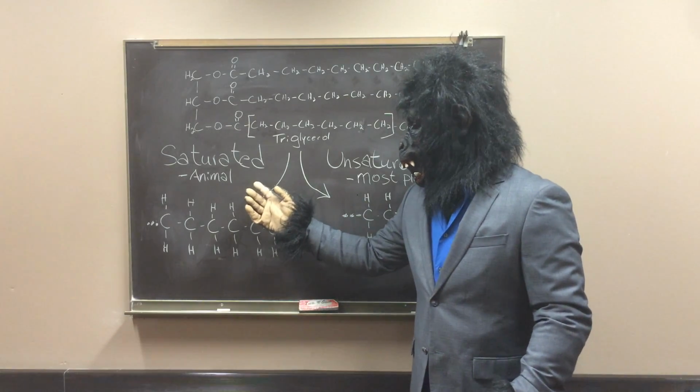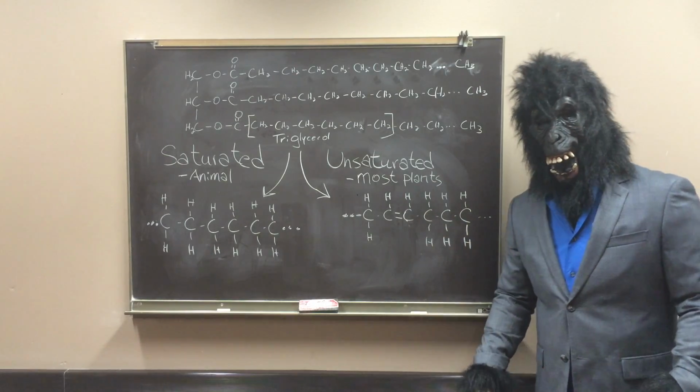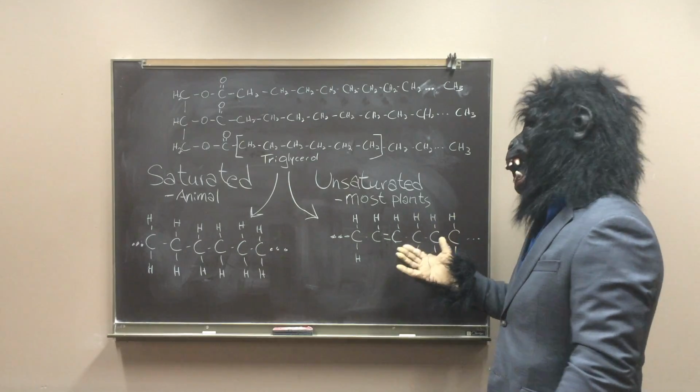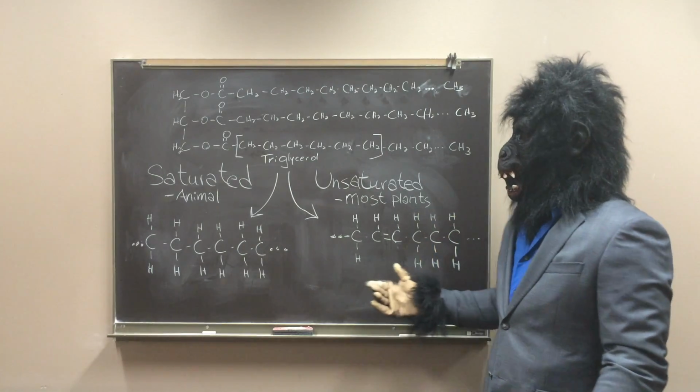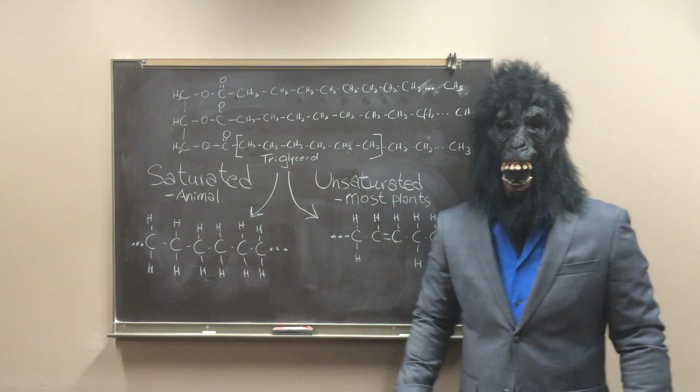The animal fat is normally saturated, whereas most plants come out with an unsaturated fat. Different oils that you cook with, such as olive oil, comes in unsaturated fats, whereas if you use bacon grease, you're using animal fat, so it is saturated.